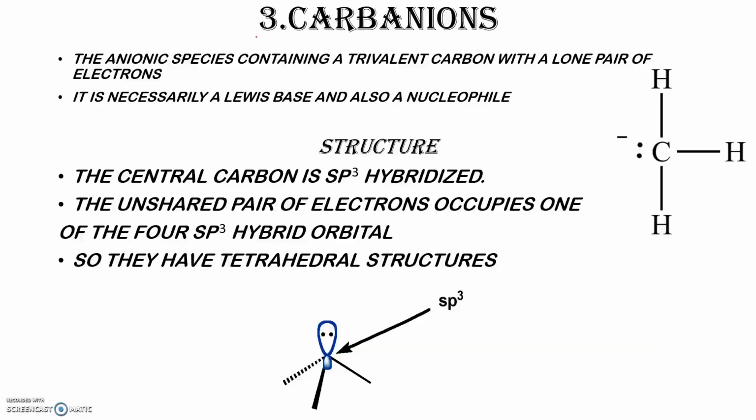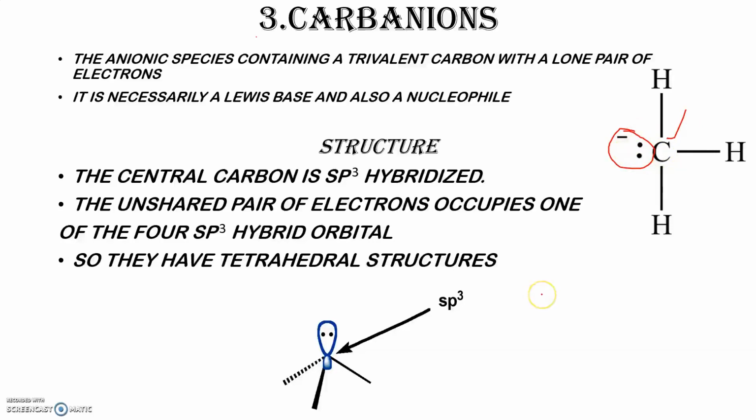The next intermediate is carbanion, in which the carbon has a negative charge and 3 bonds attached to 3 atoms or groups of atoms. We also have a lone unshared pair of electrons located in the p orbital of this carbon. So the central carbon here is sp3 hybridized.